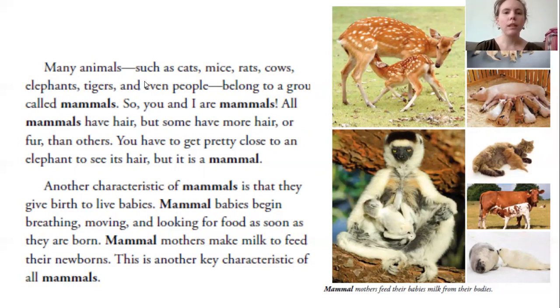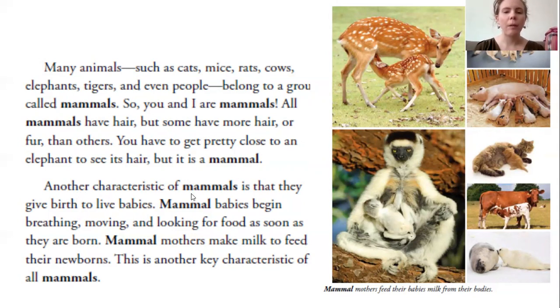Many animals, such as mice, rats, cows, elephants, tigers, and even people, belong to the group called mammals. So you and I are mammals. All mammals have hair, but some have more hair or fur than others. You have to get pretty close to an elephant to see its hair, but it is a mammal.